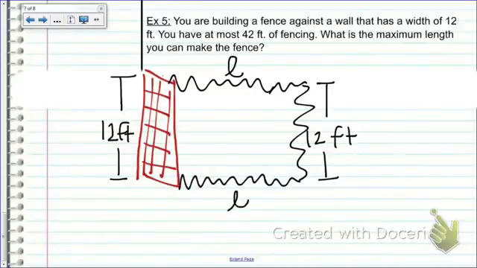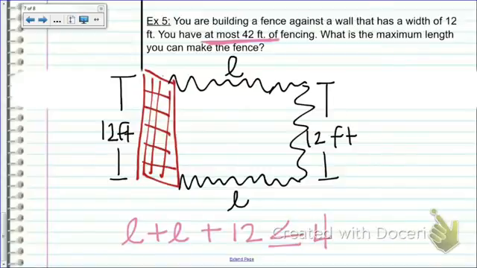Now, do I have to include the wall part? Am I actually putting fence against the wall? No. So I'm going to have L plus what? 12. So that's all the fenced part. And I have at most, and this is where students get confused too, so make sure we're actually thinking about the problem. At most 42 feet of fencing. So does that mean the amount of fence that I use has to be less than or equal to 42 or greater than or equal to 42? Less than or equal to 42. Because I cannot exceed 42 feet, right?